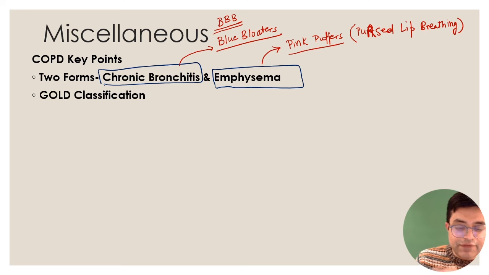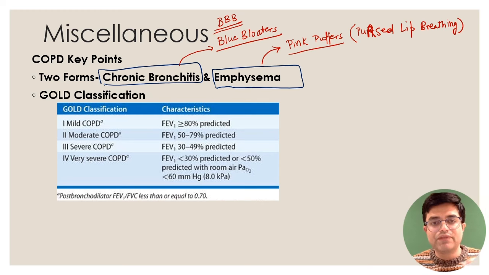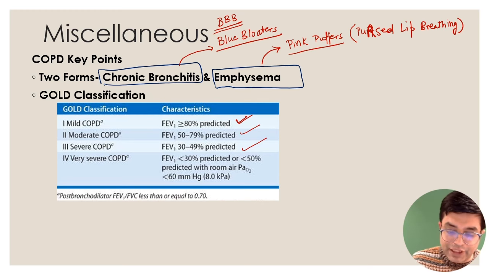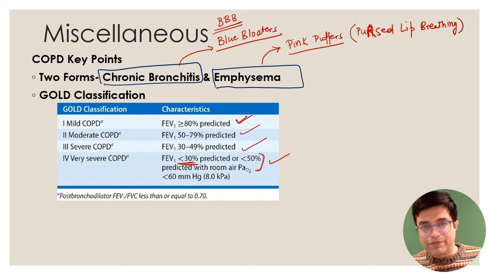And there is a classification of COPD called the GOLD classification. It is based upon FEV1 measurement after bronchodilator. First you see whether it is COPD or not, so the FEV1 by FVC ratio should be less than 0.8. Then there are four categories: mild, moderate, severe, and very severe. FEV1 equal to or more than 80% predicted after bronchodilator is mild COPD. 50 to 79% is moderate, 30 to 49% is severe, and less than 30%, a criterion not very popularly followed, is very severe COPD. This is the broad classification you need to remember for the exam.